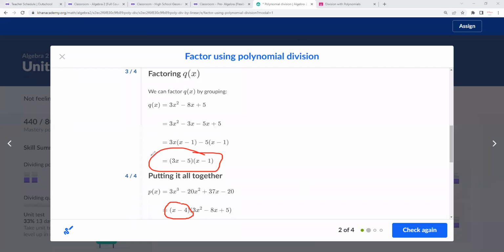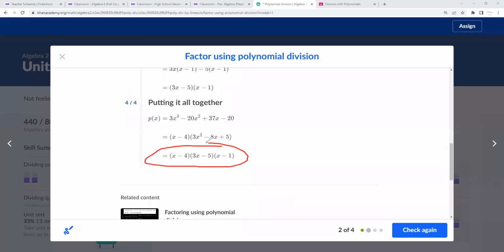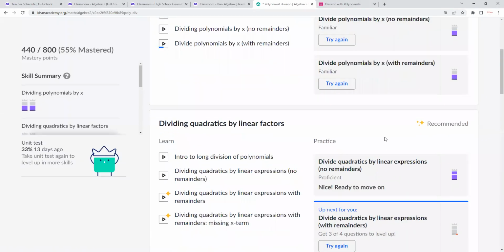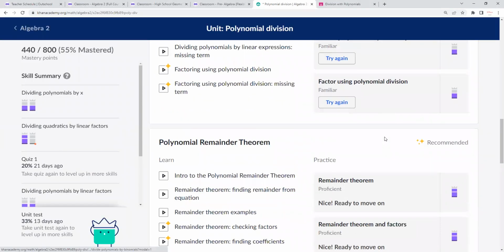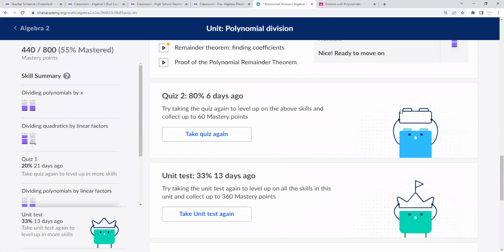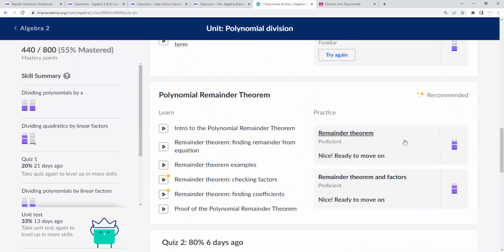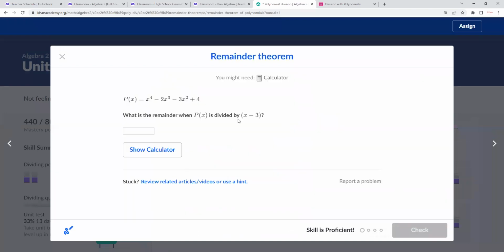So basically you're putting these in binomials that look like this. So this is what you do for these ones. That's why it's called factor using polynomial division. Okay, so these are super easy. It says, what is the remainder when p of x is divided by x minus 3?